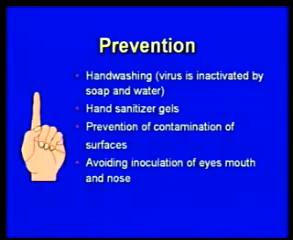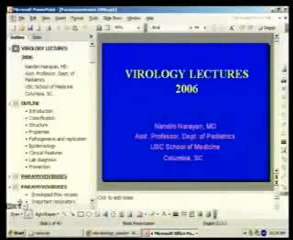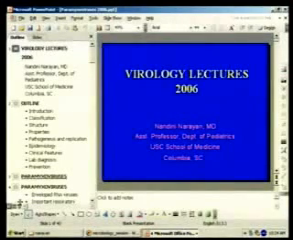And it's important, since we use a lot of surfaces day to day, like computer keyboards, to prevent these from getting contaminated in a hospital setting. And also, if they do get contaminated, to avoid inoculating yourself through the mucosa. So these are some of the key features of parainfluenza viruses. And now I'm going to go on to RSV, which is the next important pathogen.